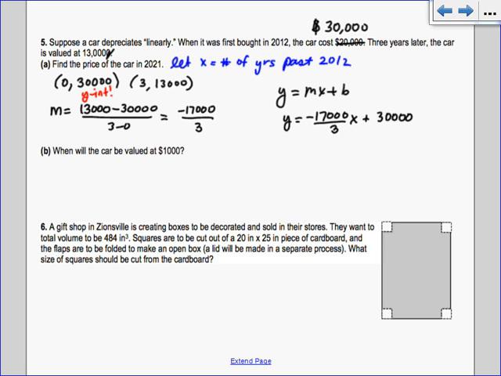All right, so how do we find the price of the car in 2021? So we have the linear equation. What do we plug in for x? Well, years since 2012. Yeah, Ariana? 9, exactly. So we're going to plug in 9. So in 2021, x is equal to 9. So we say y equals negative 17,000 over 3 times 9 plus 30,000.